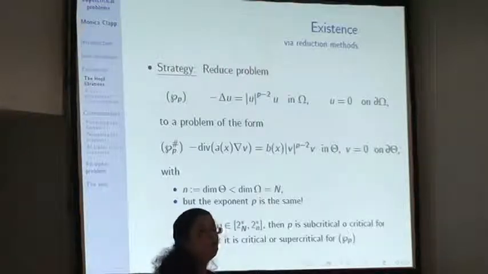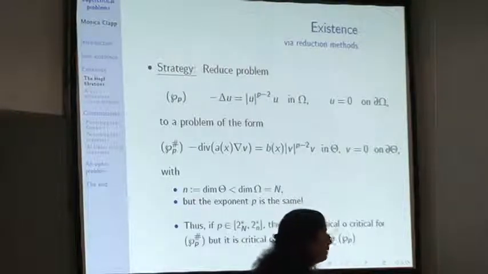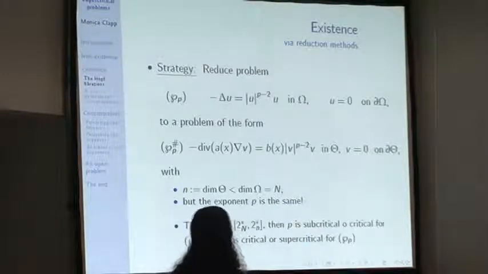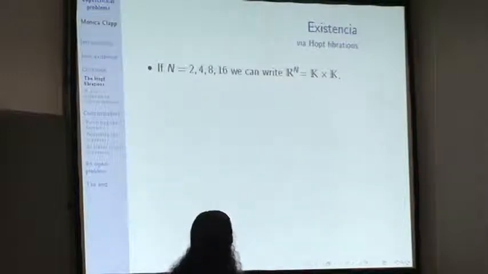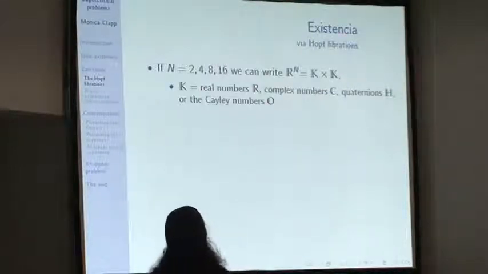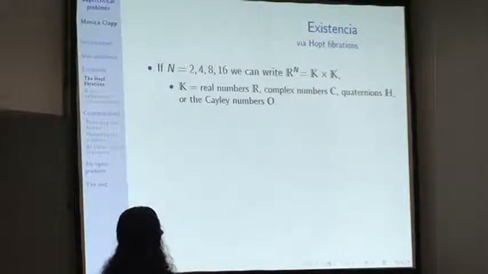I will show you two ways of obtaining this kind of reduction. And the first one comes from the Hopf fibration. So that's that part of the title. So what's the Hopf fibration? You take K to be either the real numbers, or the complex numbers, or the quaternions, or the Cayley numbers. And then we take R^n to be K times K. So this means that n will be either 2 or 4 or 8 or 16. We are only in those dimensions.